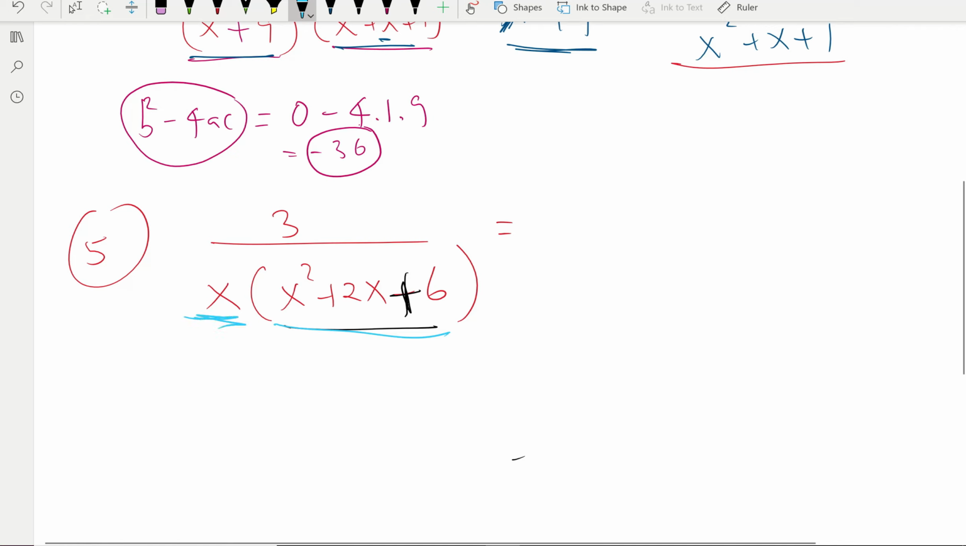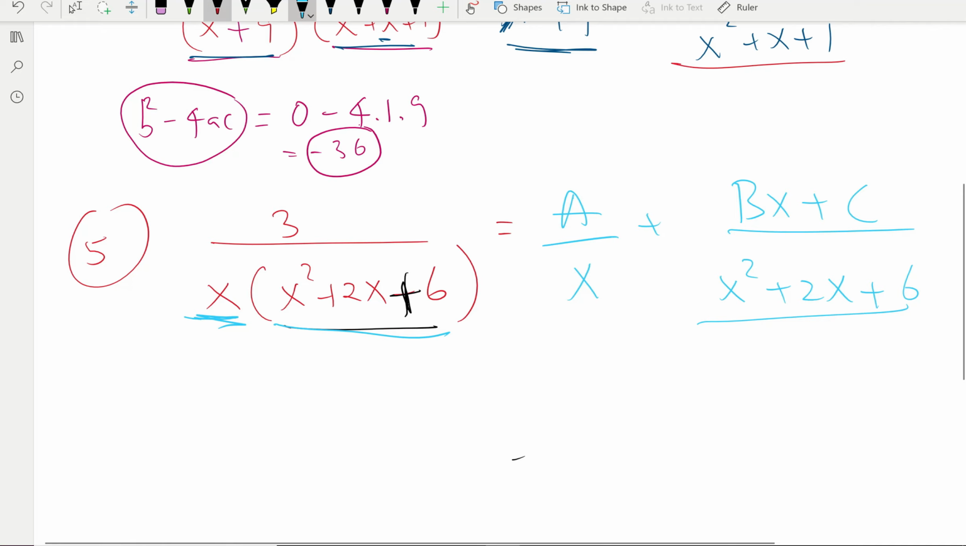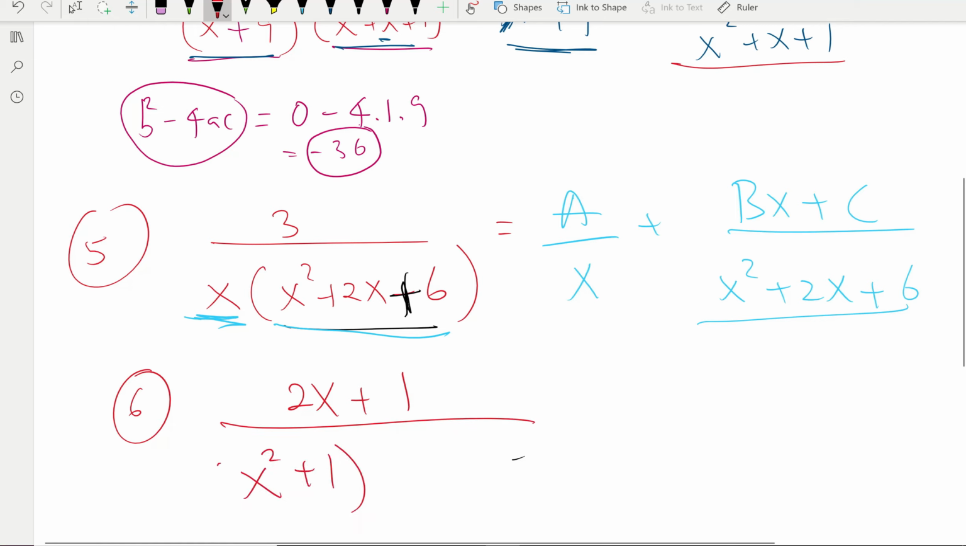So here x is a factor. Okay, don't get confused by that. X is a factor. I know it looks weird, but it is a factor. It's a first degree factor. So a over x plus bx plus c over x square plus 2x plus 6, right? Because this is a second degree factor. All right, so what I'm gonna do for the last problem is 2x plus 1, x square plus 1 to the power 3 x plus 7.